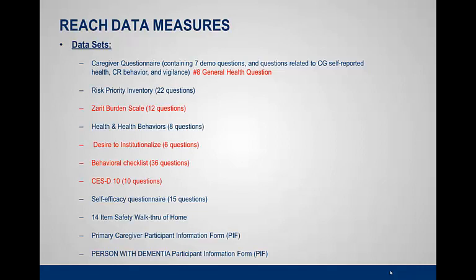And then you have the risk priority inventory, which is 22 questions. And then you have the Zarit Burden scale, which is 12 questions. Health and human behaviors, 8 questions. Desire to institutionalize, 6 questions. Behavior checklist is 36 questions. And the CES-D 10, which is the depression scale, which is 10 questions, and so on.